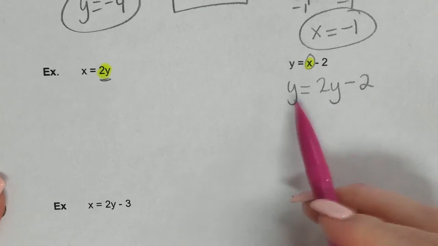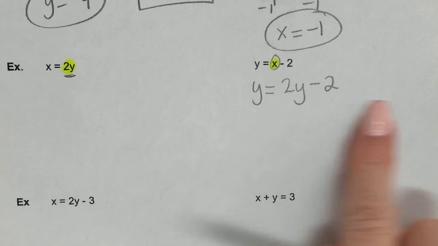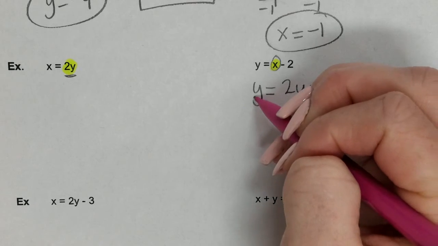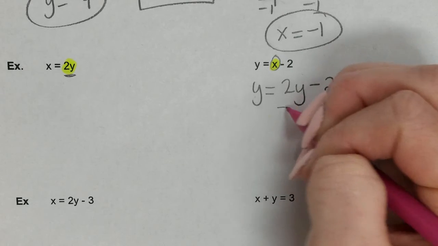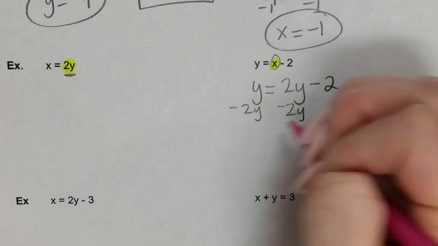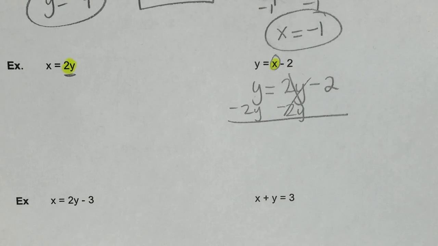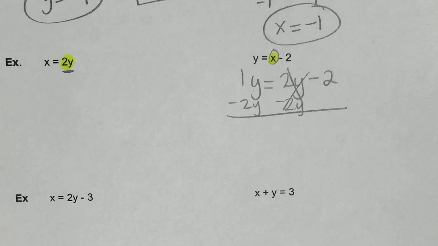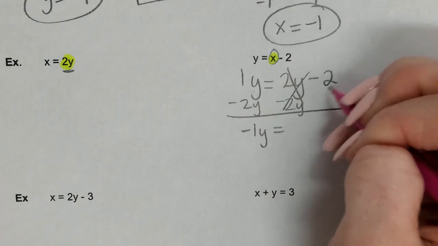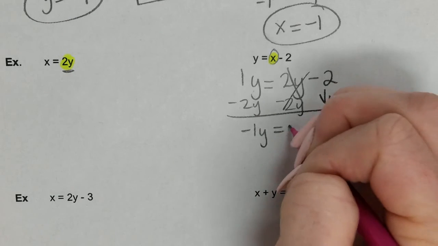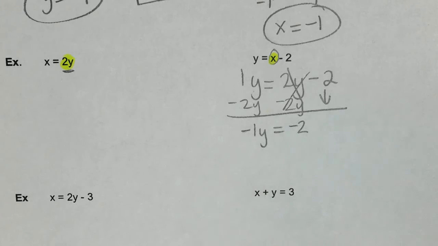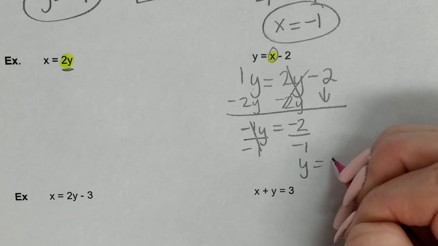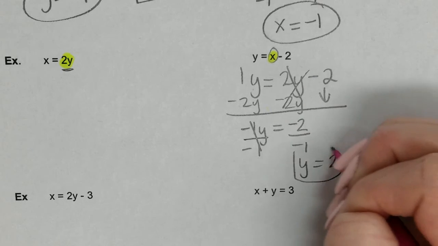Okay, can I solve for y? Do I only have one variable over here? So I can solve for y now. How would I move this over here? Minus 2y. Whatever I do to the right, I got to do to the left. That's gone. What is 1y minus 2y? Negative 1y equals, bring down my negative 2. And how am I going to get rid of that negative 1? Divide by negative 1. So I have y equals positive 2.